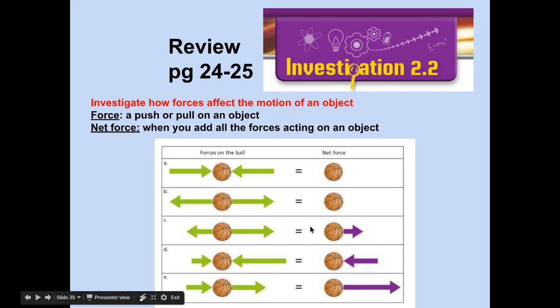Also, the arrows show the force on a basketball, and then on the right shows the net force on that basketball. So when the arrows are the same, they cancel out. If a force is larger than the opposite force, then you're going to get a net force in either direction.